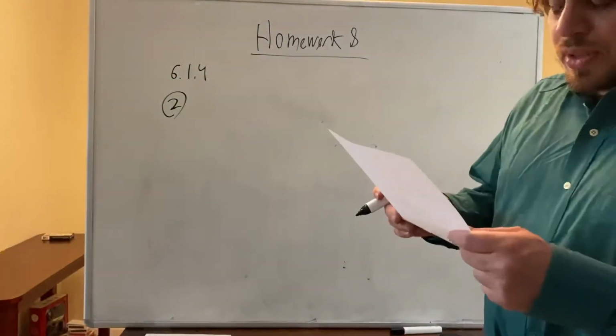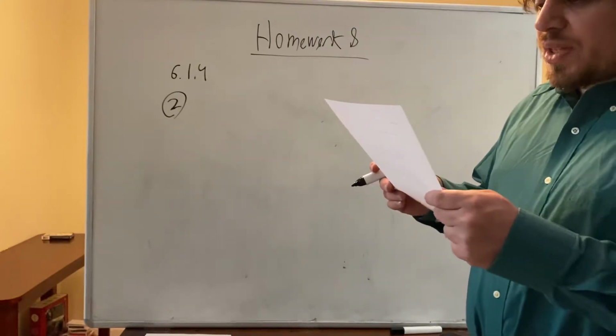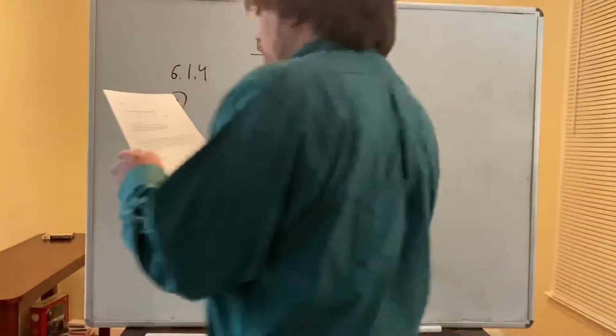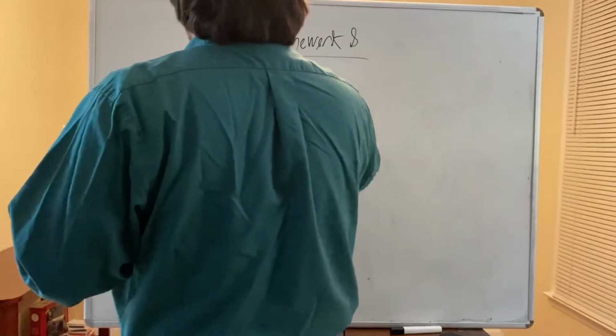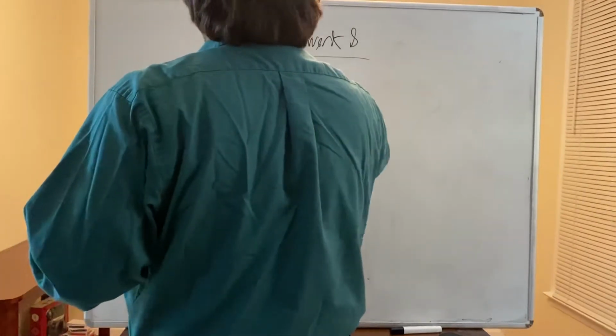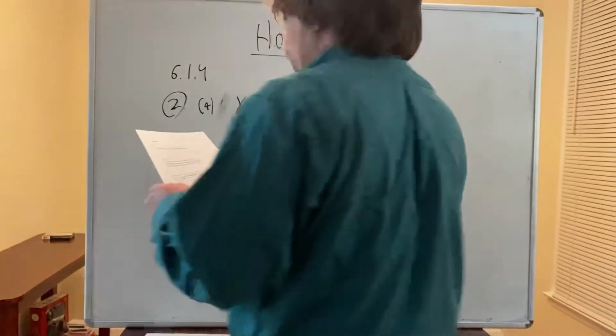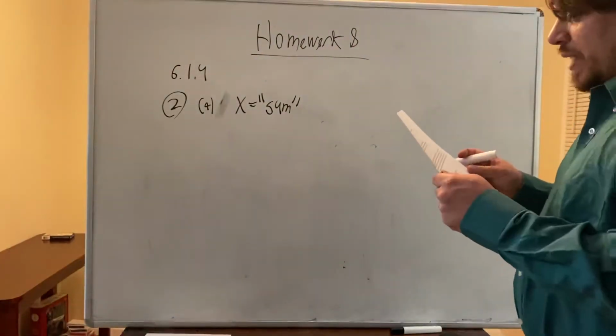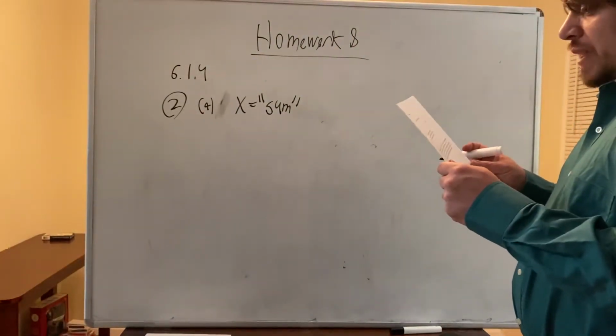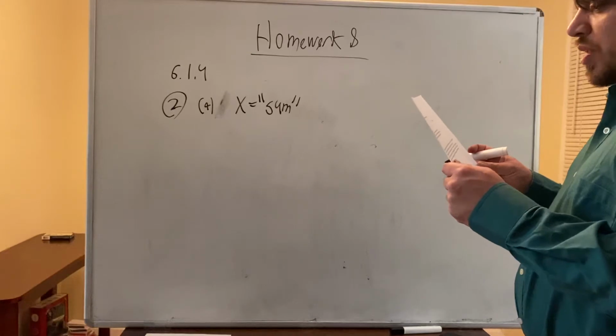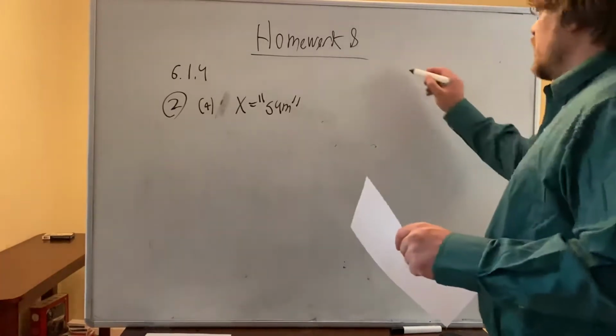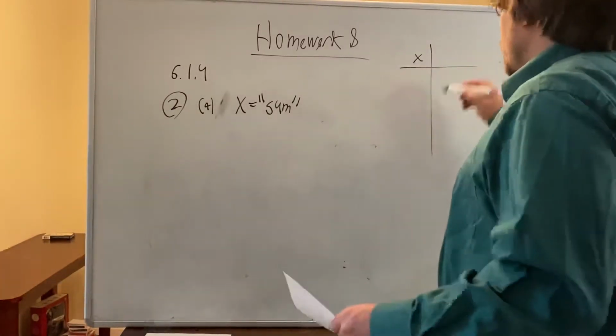So for number 2, it says find capital E of x if x is the sum of the numerical outcomes of 2 rolls of a die. So x here for part A is the sum when you roll the die twice. Find E of x. Okay? So when the sum of 2 rolls of a die, well, what are the possible values of the sum of 2 rolls of a die?